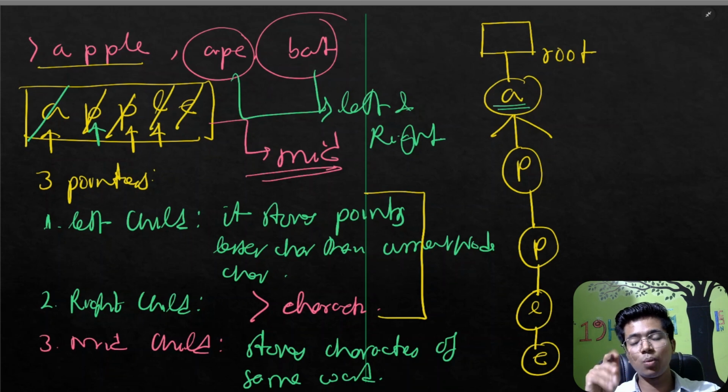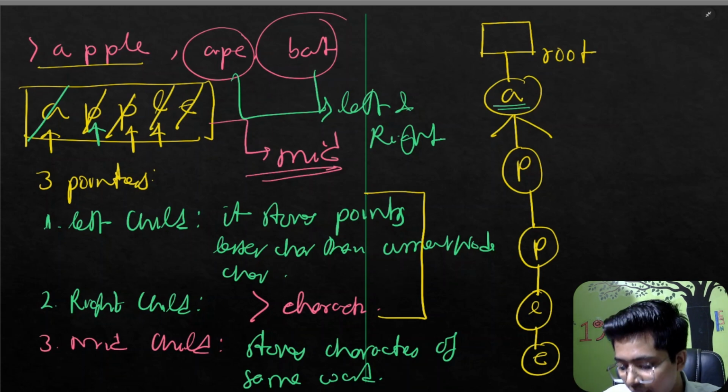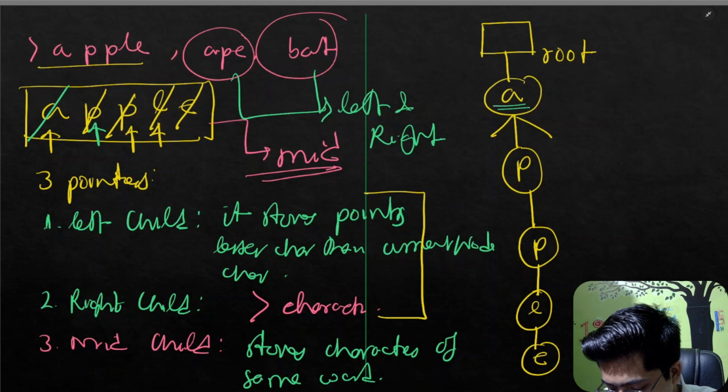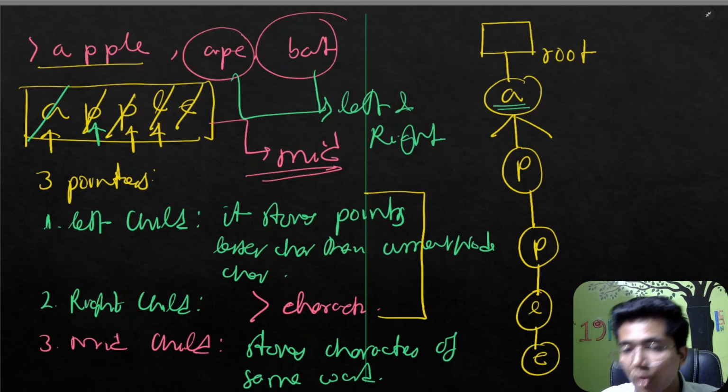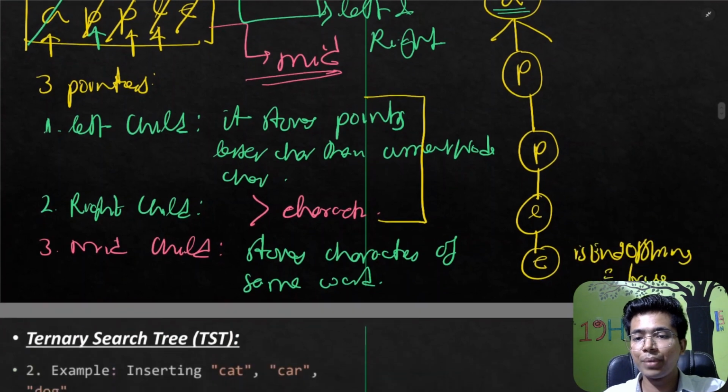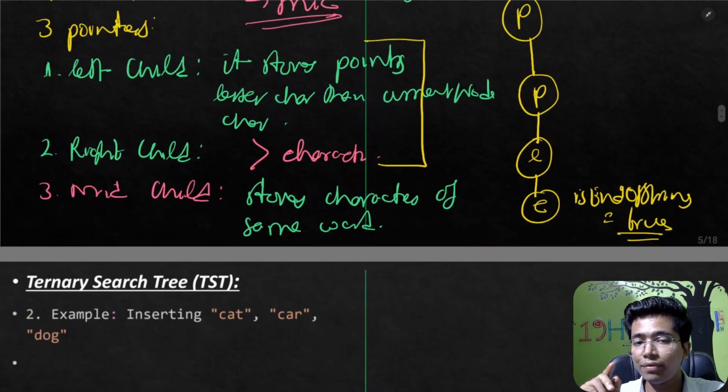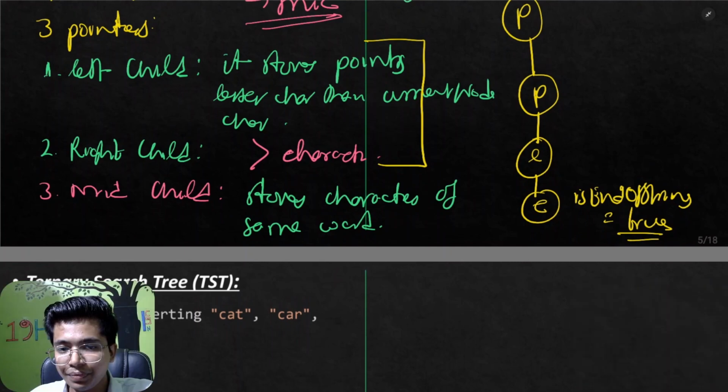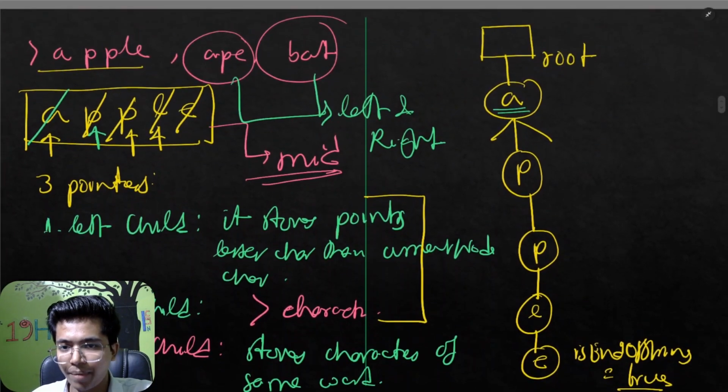When the insertion is done, we use the boolean flag. We use the boolean flag is end of string, as false or true. Now we change the value of is end of string to true. Why? Because that is the end of a word. If that is the end of a word, we mark this boolean flag as true. So we have marked it as true.